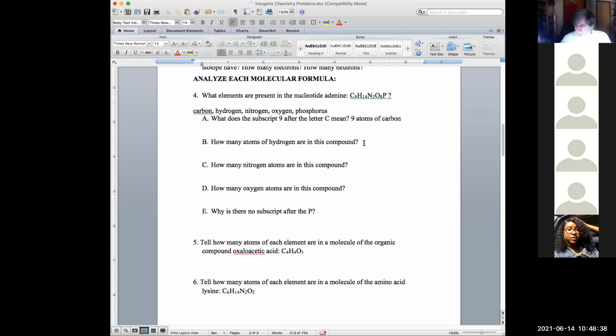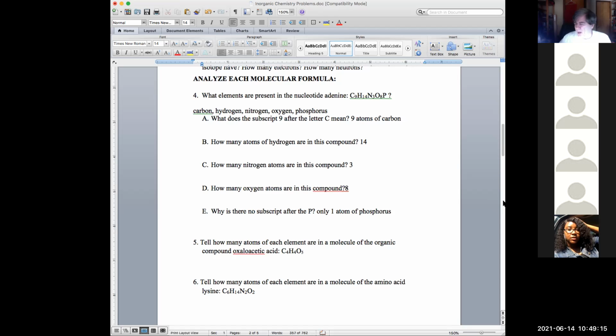9 atoms of carbon. How many atoms of hydrogen are in this? The subscript after that is 14. How many nitrogen atoms? 3. How many oxygen atoms? 8. Why is there no subscript after the P? Well, remember what we said. There's no subscript. That means there's only one atom of phosphorus.